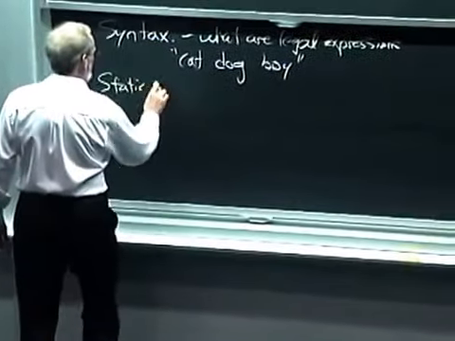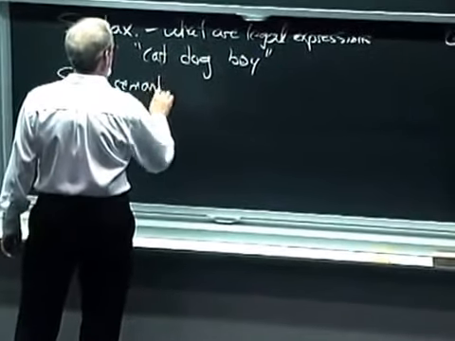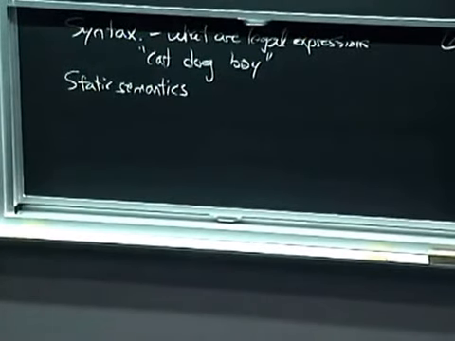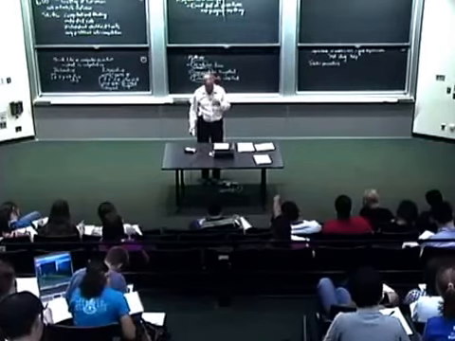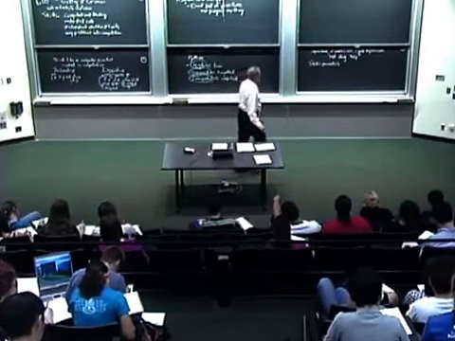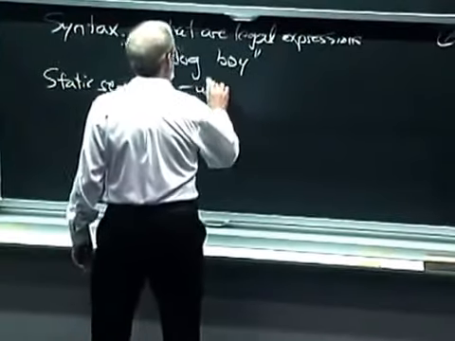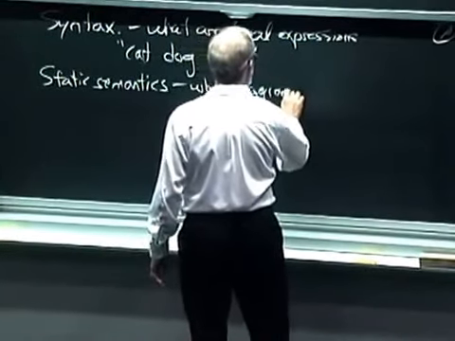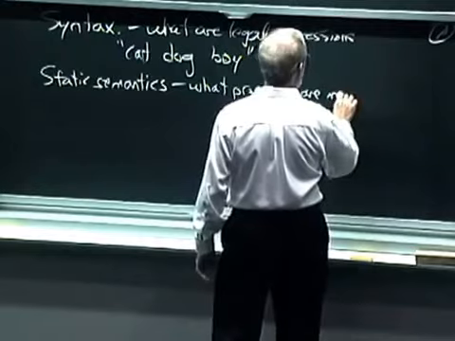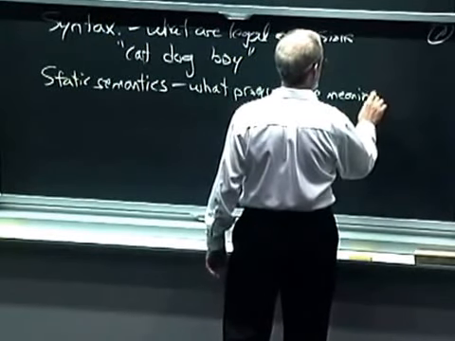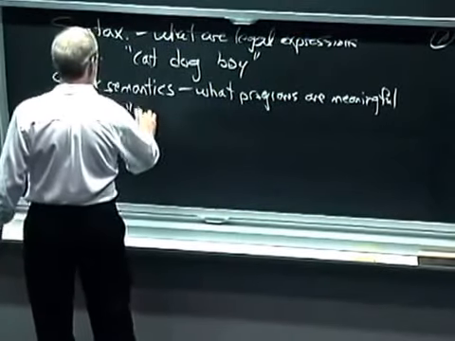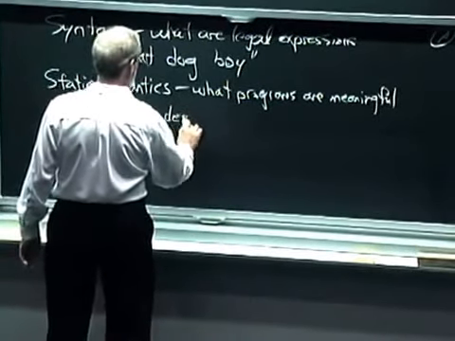Second thing we want to talk about very briefly as we go along is the semantics of the language. And here we're going to break out two pieces, static semantics and full semantics. Static semantics basically says which programs are meaningful, which expressions make sense. Here's an English sentence.